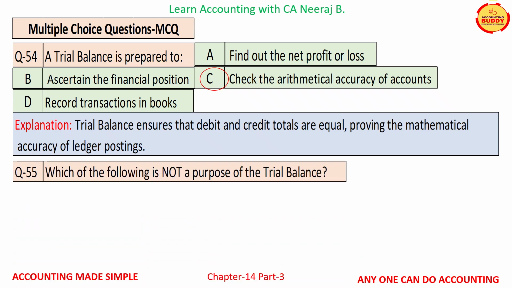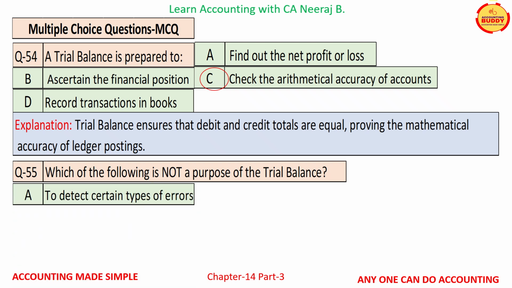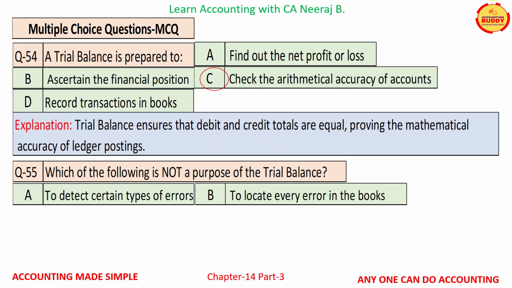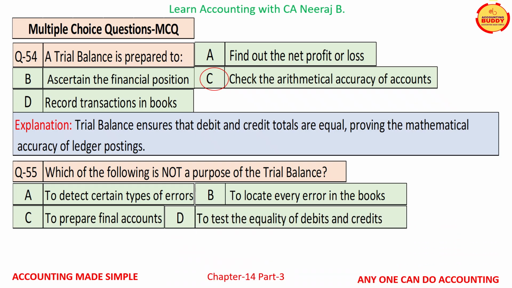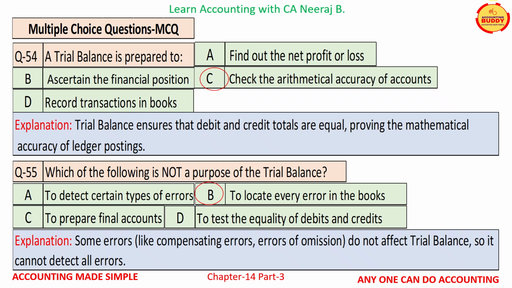Question number 55. Which of the following is not a purpose of the trial balance? And the available options are option A, to detect certain type of errors, option B, to locate every error in the books, option C, to prepare the financial accounts, option D, to test the equality of debits and credits. And the correct option is option B. Some errors like compensating errors, errors of omission do not affect the trial balance. So it cannot detect all these errors.